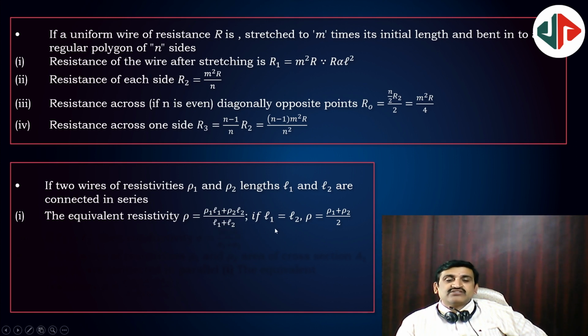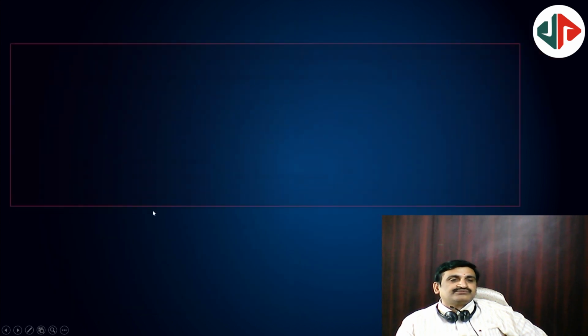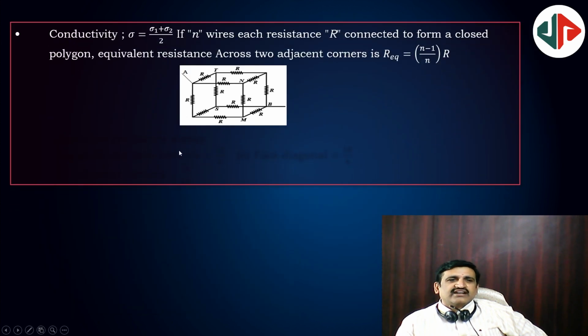If L1 is equal to L2, rho equals rho 1 plus rho 2 by 2, it will be because L1 equals L2. Next, if L1 equals L2, then conductivity sigma is 2 sigma 1 sigma 2 by sigma 1 plus sigma 2, combination of wires it is. Conductivity sigma equals sigma 1 plus sigma 2 in the parallel case.